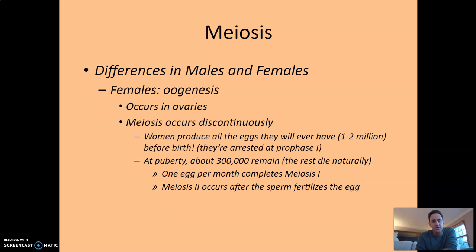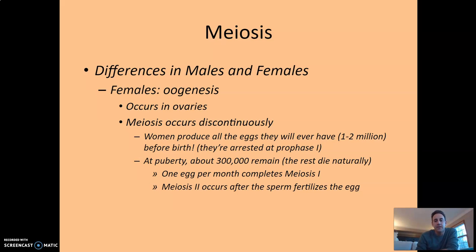So have you ever seen those old commercials for Maybelline? Maybe she's born with it. Maybe it's Maybelline. In this case, it's not Maybelline. She's born with it. She's got 1 to 2 million eggs before birth, arrested at prophase 1. And then at puberty, about 300,000 of those remain. The rest die naturally. And 1 egg per month will complete meiosis 1 and be released.